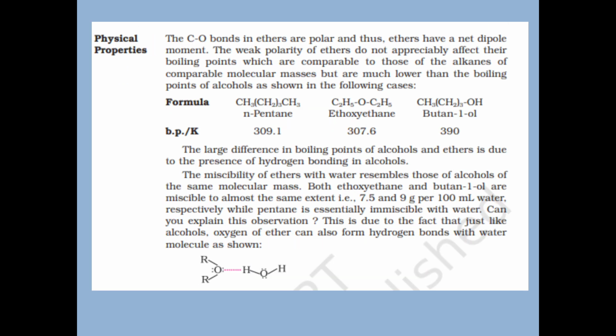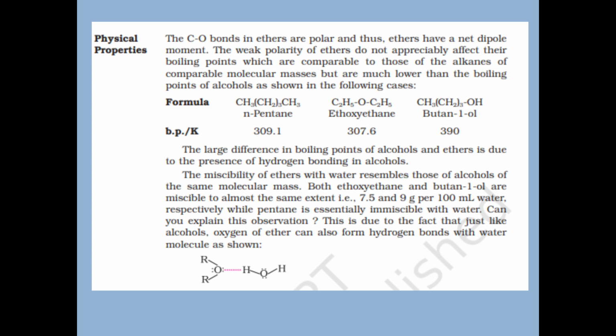Physical properties. The boiling point of ether is slightly greater than that of a simple alkane. Here the boiling point is due to dipole-dipole interaction. The C-O bond in ether is polar, thus there will be dipole-dipole interaction, whereas for n-pentane there will be only van der Waals forces. So the boiling point of ether will be higher than that of alkane.